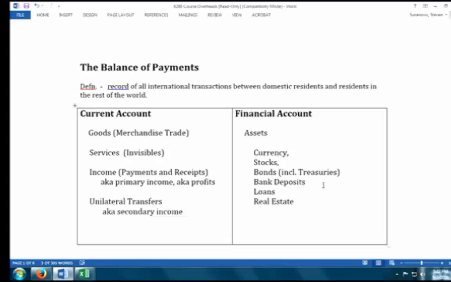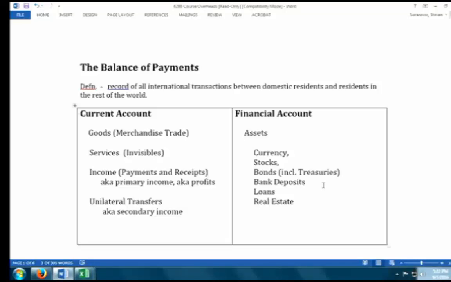Any kind of a loan that gets made by a bank or any kind of financial institution. So you go abroad, you're living there for some time, or you're not living there, but you take out a loan in order to start up a business, or you engage with a bank in that particular way, then it's going to get recorded on the financial account of the balance of payments.